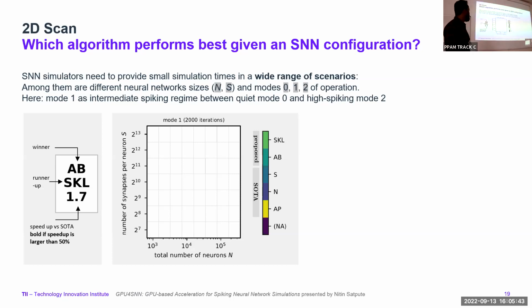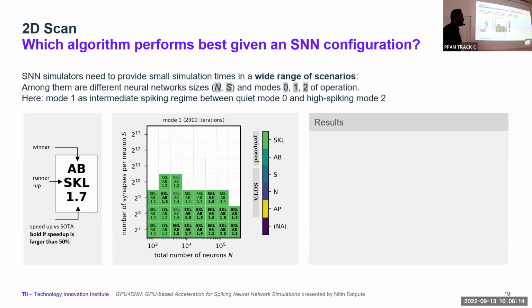And 1.7, this is going to be a speed up. Anything above 50% will be highlighted in a dark manner. I don't know whether it will be visible here or not, but this will show the speed up larger than 50% versus SOTA. So we will obtain the best of the SOTA and best of the proposed ones, and out of them we'll calculate the speed up. This particular number is basically a speed up of the best of both worlds, the proposed ones and the state of the art algorithms.